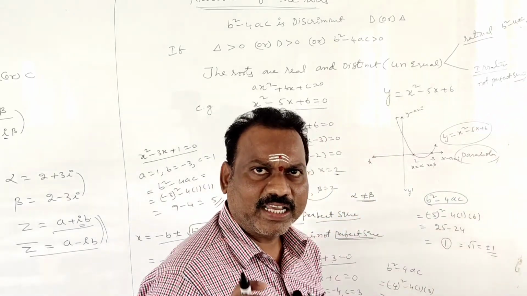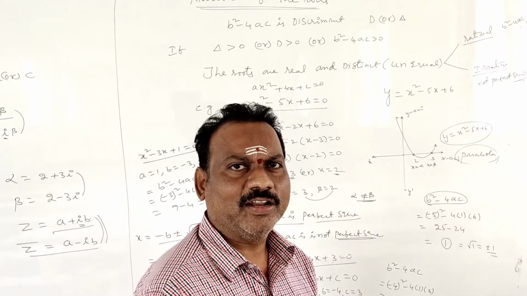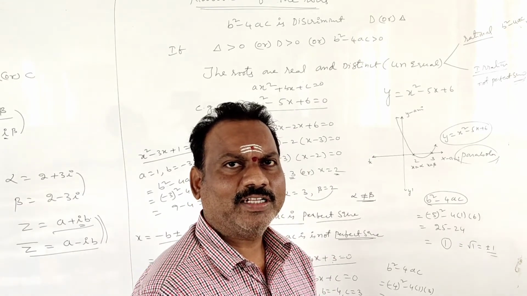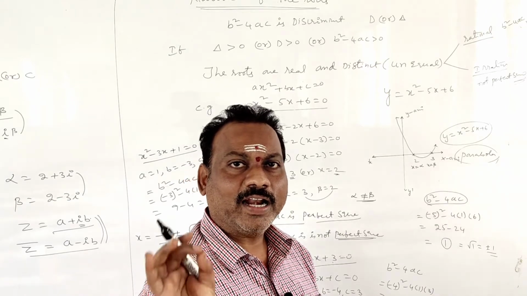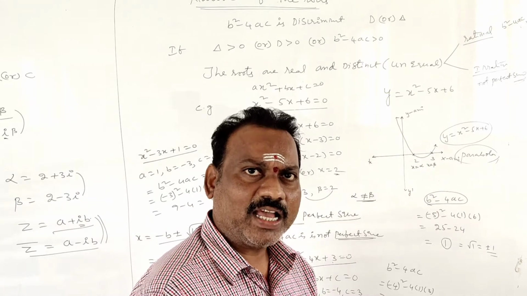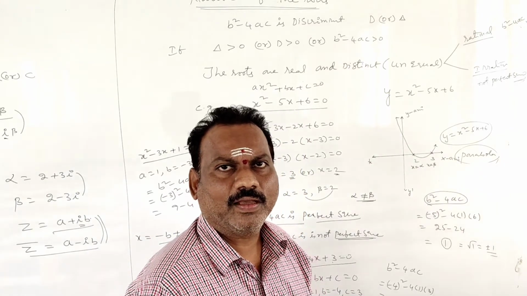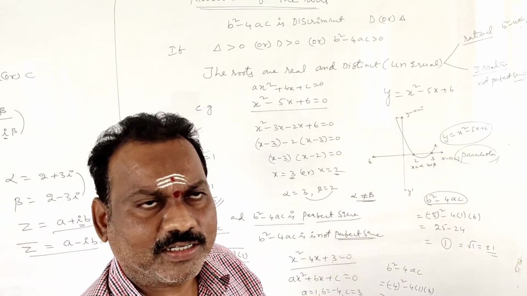Irrational: if one root is given, another root you can write easily. Just you have to write its conjugate. So, if the quadratic equation roots are irrational and one root is given as 2 plus root 3, what is the other root? 2 minus root 3. Simple. Understood, students? Right.